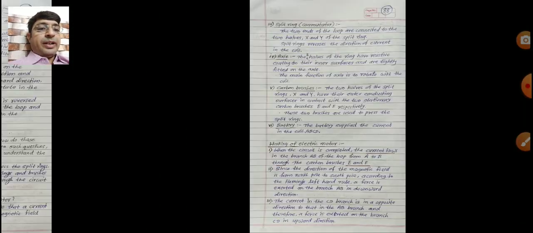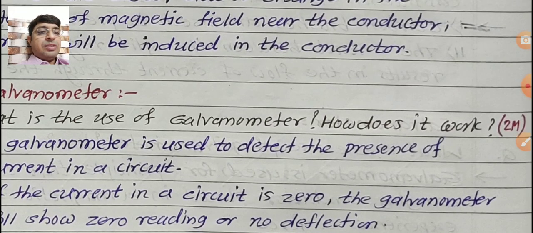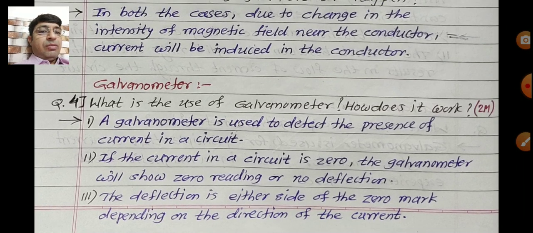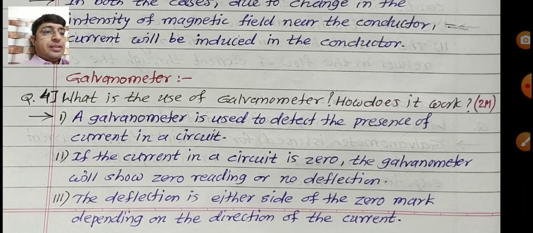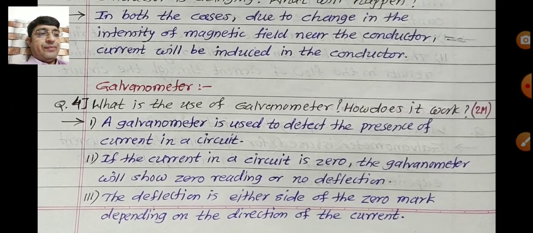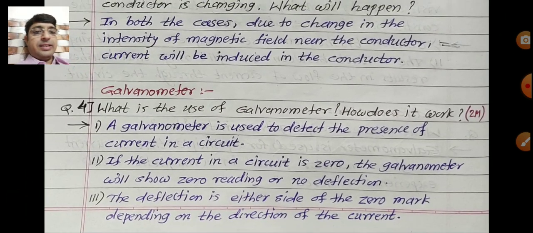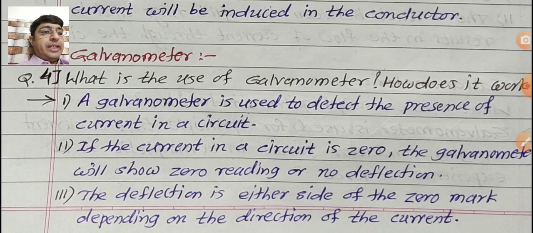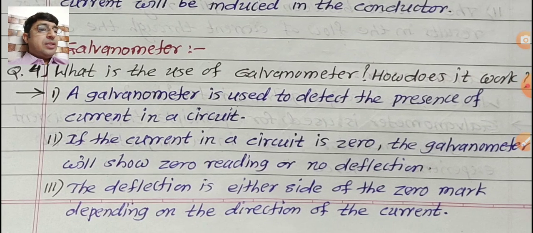So related to this point, we revise one question. See, what is that question? Galvanometer. What is the use of galvanometer and how does it work? It is a 2-mark question asked in the exam. A galvanometer is used to detect the presence of current in a circuit. What is the use of galvanometer? Galvanometer is used to detect the presence of current in a circuit. That is the use. Now, how does it work? Only 2 simple points are there.